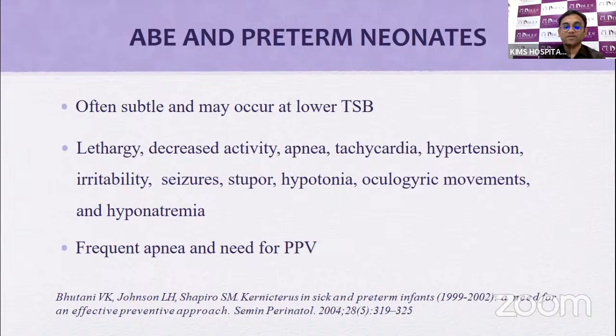In these preterm units, as these signs are seen with many of the other comorbidities of preterm babies, a high index of suspicion is needed in order to identify acute bilirubin encephalopathy in the unit. And many babies we might miss because these signs may not be attributed to ABE.